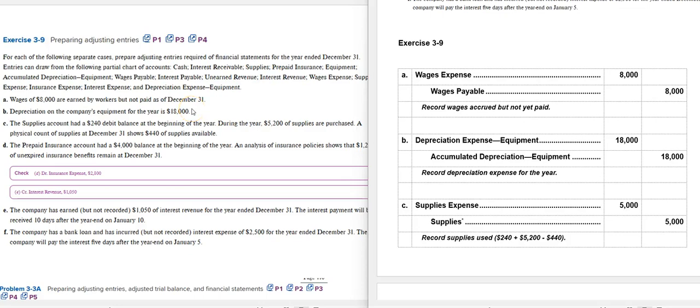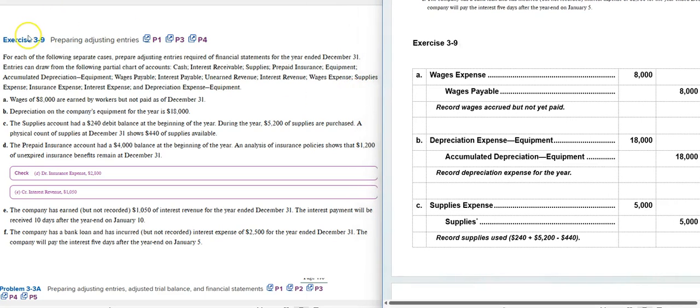All right, in Chapter 3, we're going to look at the application of concepts relating to adjusting entries in these problems. So what I have up here on the left are the exercises, and on the right will be the solutions. So the first one we're going to work with is exercise 3-9. We are preparing adjusting entries for the following separate cases. Okay, we're doing this for the year ended December 31st.